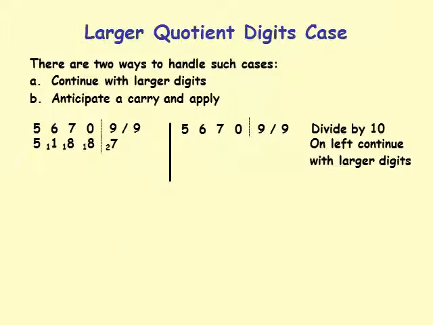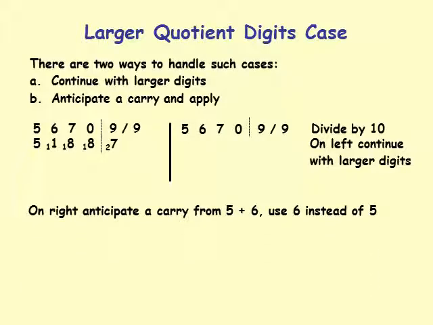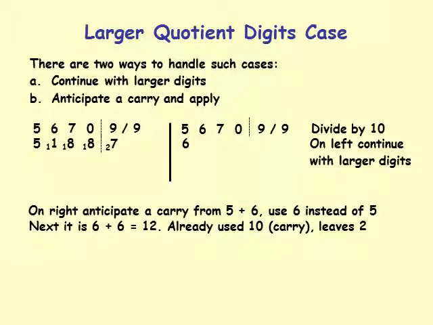Now in this case, on the right we will anticipate a carry. 5 plus 6 gives me 2 digits, not 1, so there would be a carry. I will anticipate the carry and use a 6 instead of 5. So I got 6 here because 5 plus 6 would have given me 11, which is 2 digits, and that means I got a carry to the left, so I just use that carry.